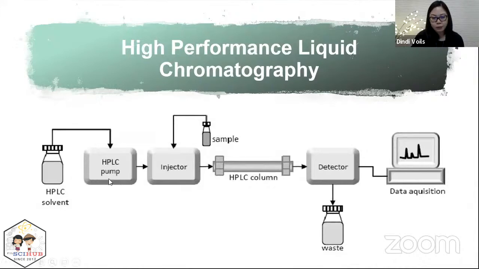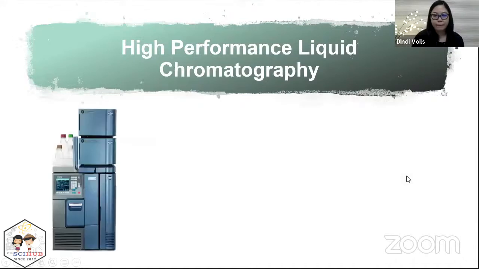So you have an HPLC pump to pump the mobile phase into the injector, and the sample is also introduced. Either you can do it manually, but most HPLCs these days have autosamplers, and then it flows through your HPLC for detection and signal processing.